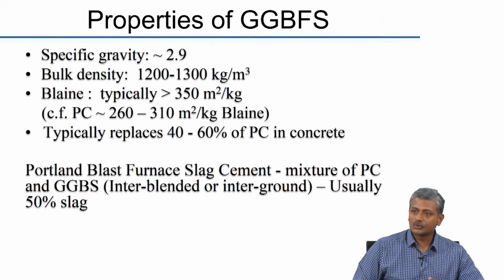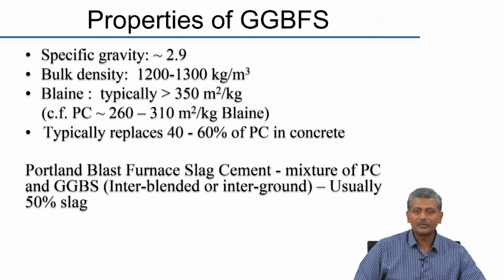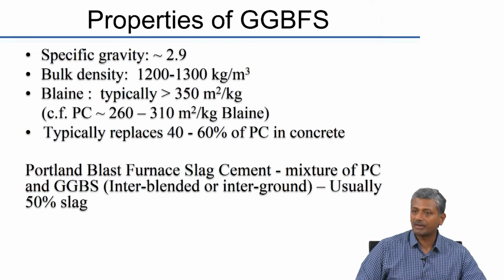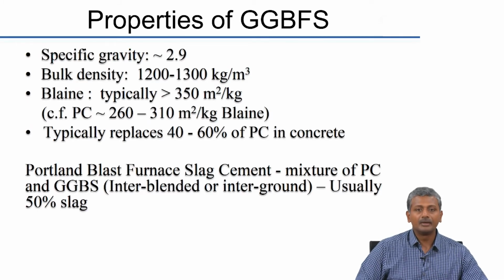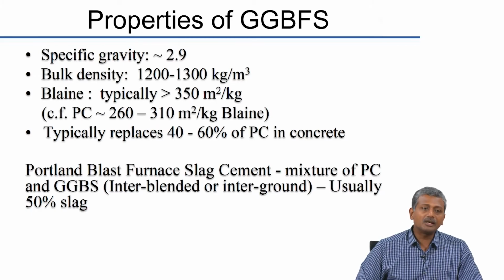Specific gravity of slag is close to cement, about 2.9. So when you replace cement with slag you do not see that much of a change in the volume of the powder that you have, whereas all of the mineral additives which are silica based like fly ash or silica fume may end up increasing the volume of the paste significantly in the early stages. Bulk density is again similar to that of cement, slightly less than cement but similar. Fineness again depends on how much you grind the slag, typically it is ground to a fineness which is similar to that of cement, about 300 to 350 square meters per kilogram, and it typically replaces about 40 to 60% of the cement in concrete.